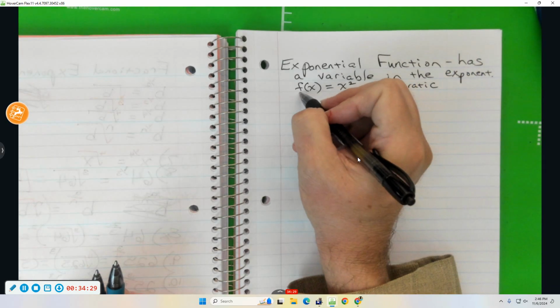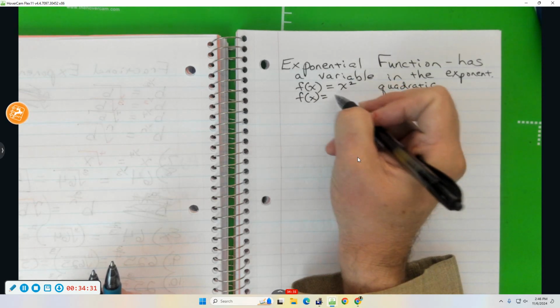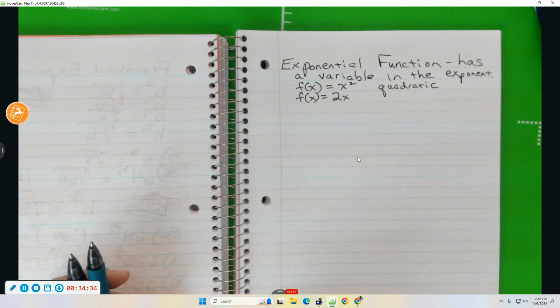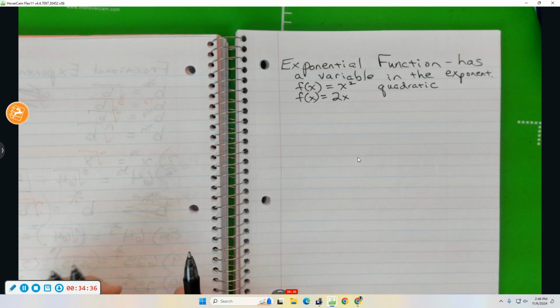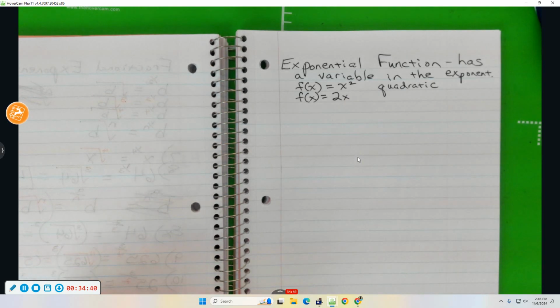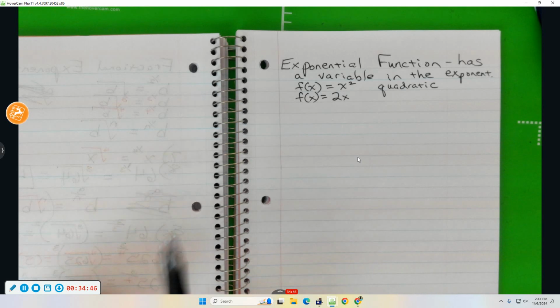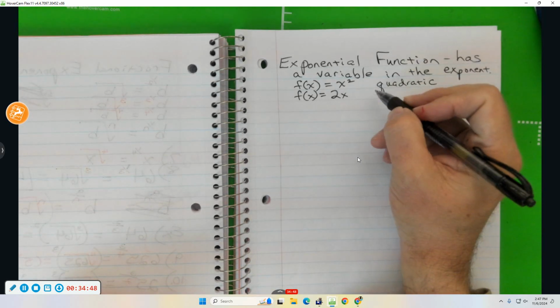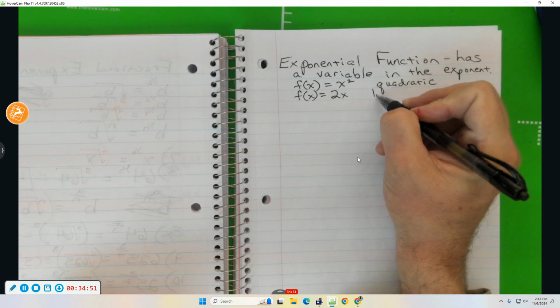We've seen something like this. f of x equals 2x. Now, what would that be? It's just 2x. If I were to graph that, what would I expect to get? y equals 2x. First things we graphed. Maybe a line. That's a linear function.